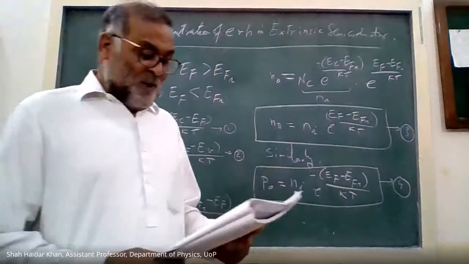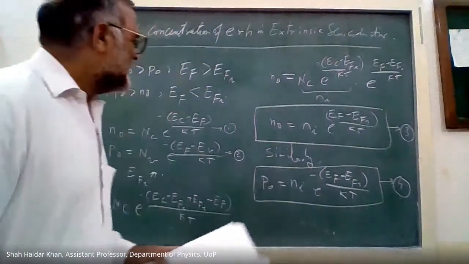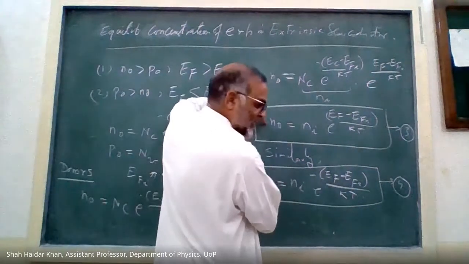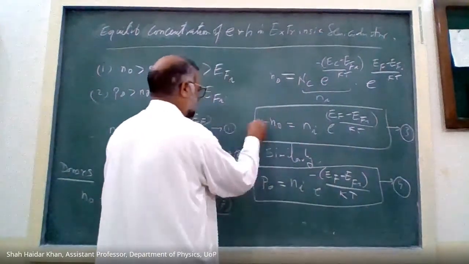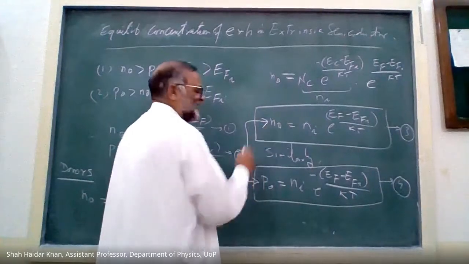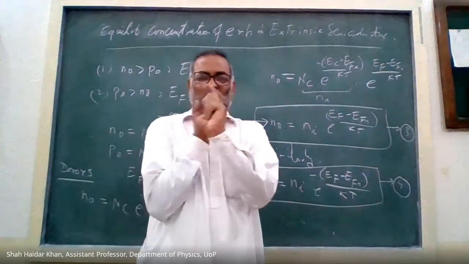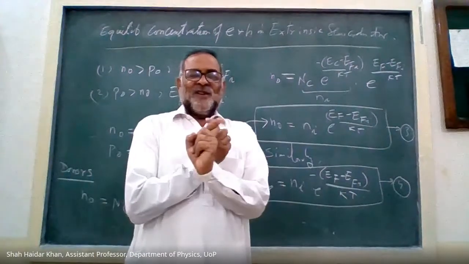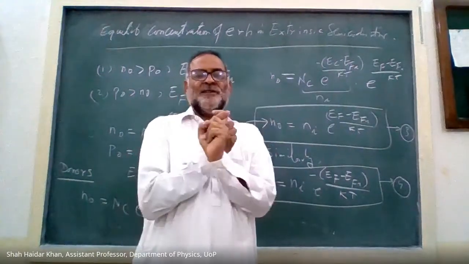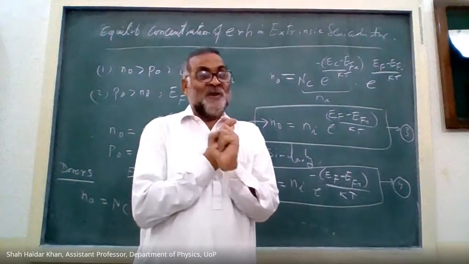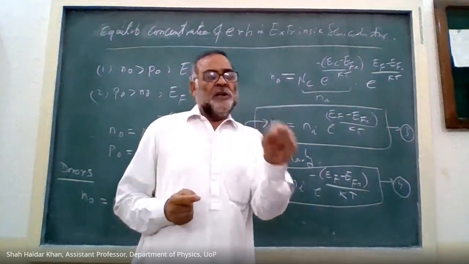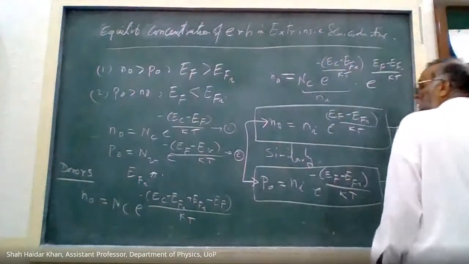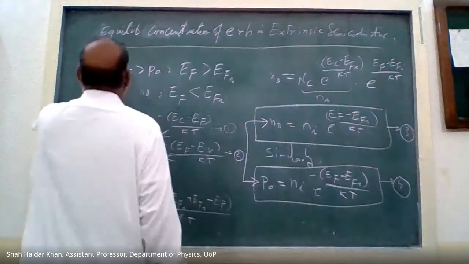Okay. Now let us see what is the product. Here goes the product. n naught times p naught: you multiply the electron concentration and the hole concentration in the extrinsic situation, where you have put impurities in. So what is the product?